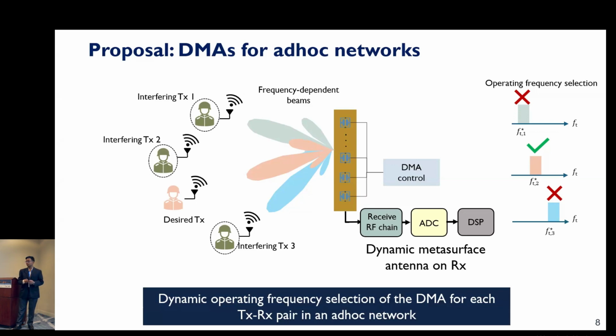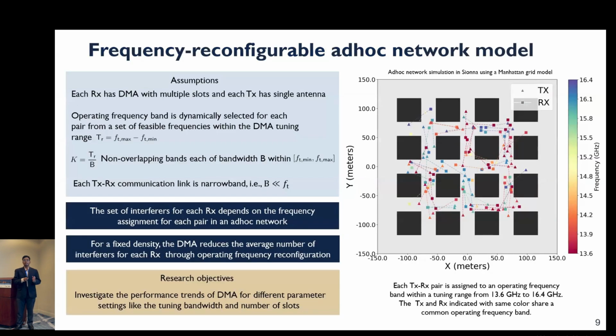I will discuss some assumptions for the network model. We are assuming that each receiver has a DMA with multiple radiating slots, and each transmitter has a single antenna. There are multiple TX-RX pairs which operate at different frequencies in a given feasible range. The feasible range here is from 13.6 GHz to 16.4 GHz. Within this huge spectrum, we allocate different smaller bands of bandwidth B. So there are K non-overlapping bands, each of bandwidth B, within this tuning range. The assumption is that this bandwidth B is small compared to the operating frequency, so each communication link is narrowband.